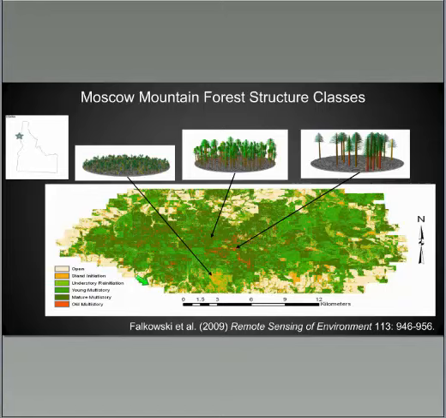A former PhD student of mine published one of his PhD chapters mapping forest successional stages across Moscow Mountain, and I'm showing this figure as a way to illustrate the structural diversity across the mountain, and that's typical of an actively managed forest landscape. So it tends to be dominated by younger stands, mature stands that are getting closer to ready to harvest, and some of the old multi-story conditions indicated here in orange.